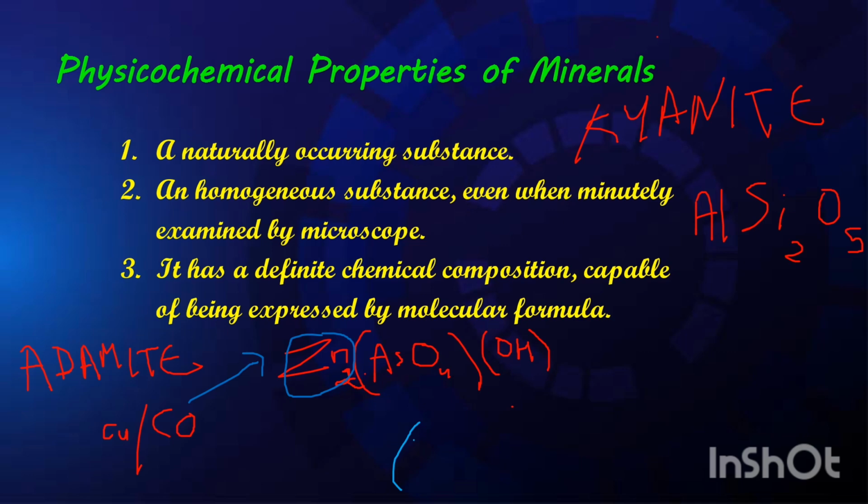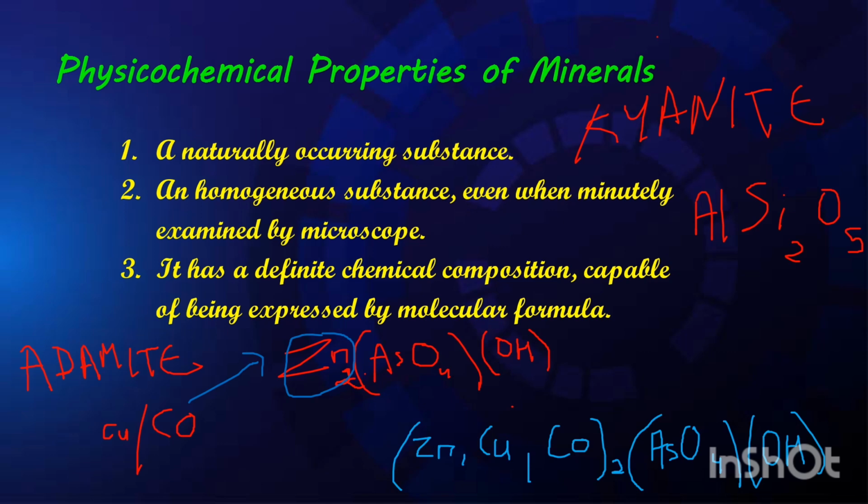Then we have this variable formula, which is in brackets Zn. We have to put commas because these are not a fixed chemical composition; it's variable. Zn, Cu, Co, in brackets, taken twice because any one of them can come, and then our usual AsO4OH. So this is a variable formula.